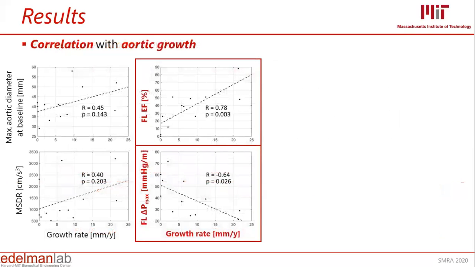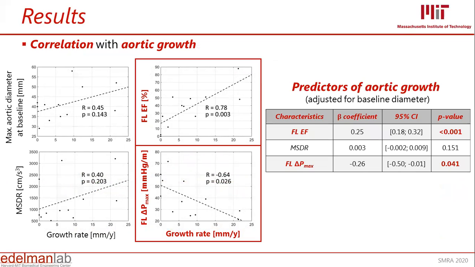FLEF and false lumen maximum relative pressure both showed moderate to strong correlations with the aortic growth rate, whereas MSDR and baseline diameter demonstrated weaker, non-significant correlations with growth. Furthermore, after adjusting for diameter, FLEF and false lumen maximum relative pressure were both independent predictors of growth.